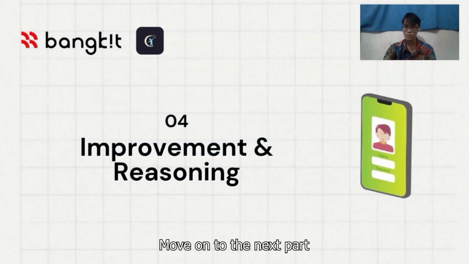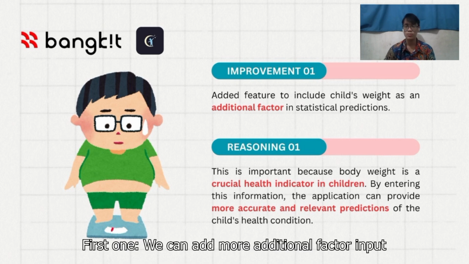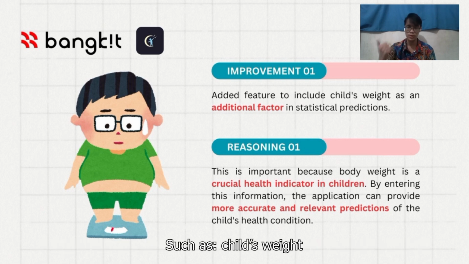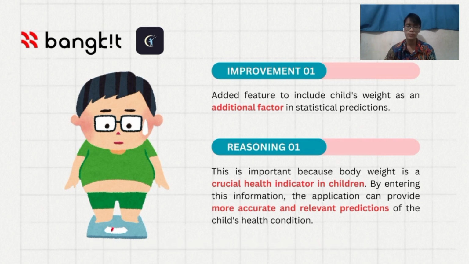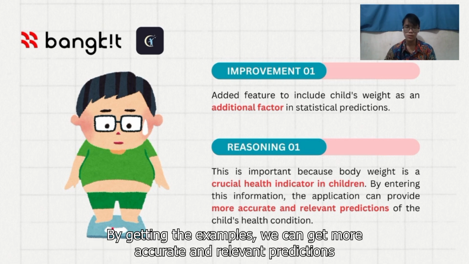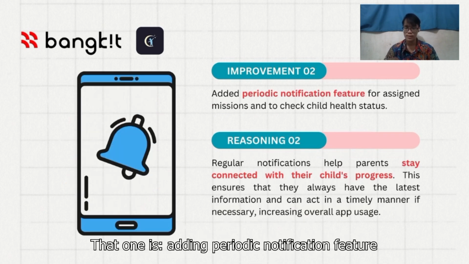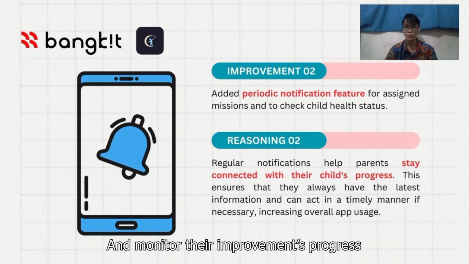Move on to the next part, we got improvement and reasoning. First one, we can add more additional factor input, as we know that there are other factors that can cause stunting, such as child weight, economic factor, exclusive breastfeeding, and etc. By getting these inputs, we can get more accurate and relevant predictions. The next one is adding a periodic notification feature, which helps parents do regular checks on their children and monitor their improvement progress.